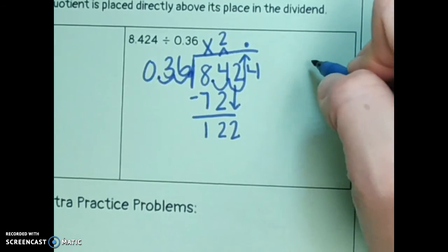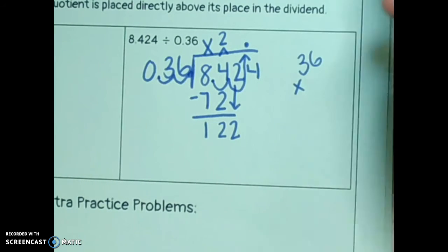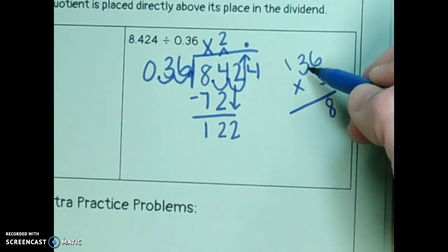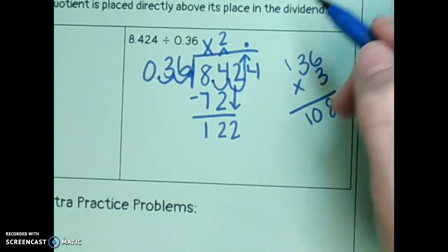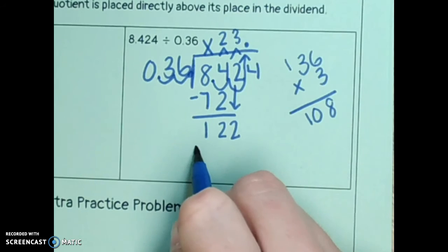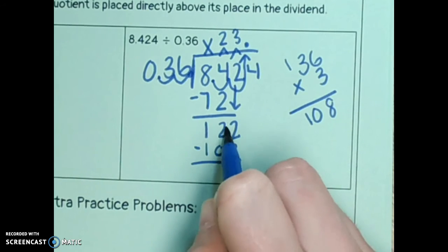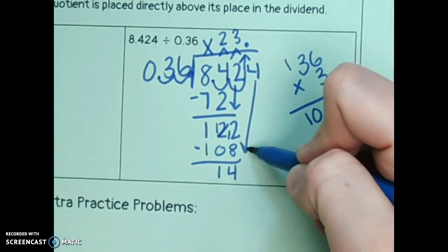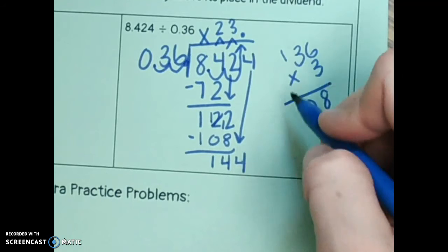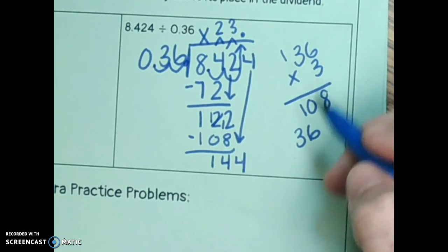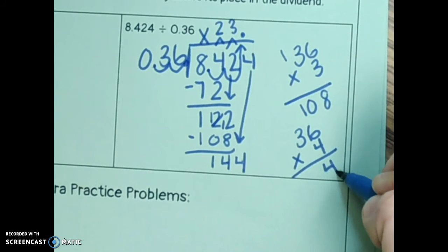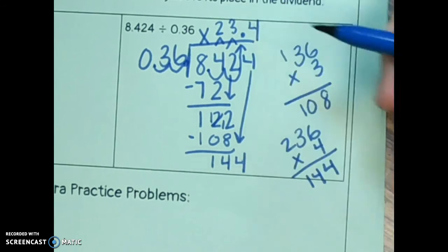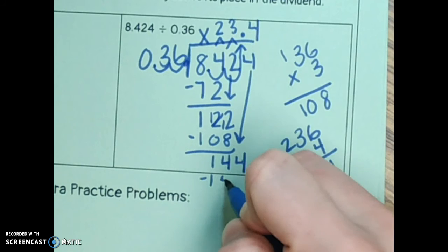I'm going to go off to the side, and you're going to tell me why I should multiply 36 by something to get to 1.2. 3? 18, 9, 10. Right? So it has to be 3. Borrowing. You get 14. Bring down the 4. What do you think we should multiply 36 by now to get that? 4? 12, 13, 14, right? Exactly. So 23.4.